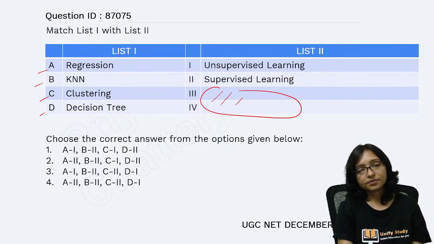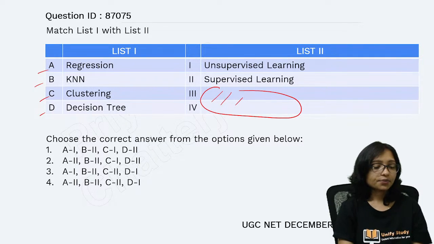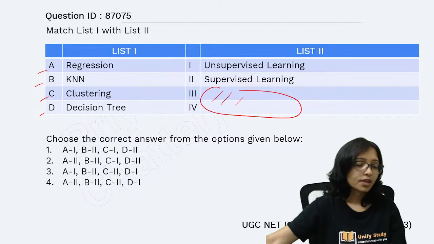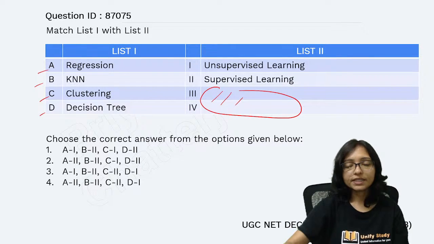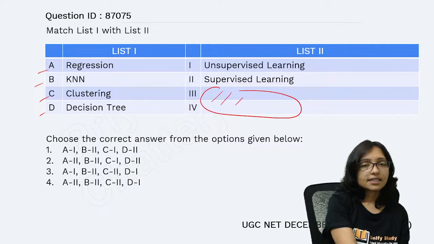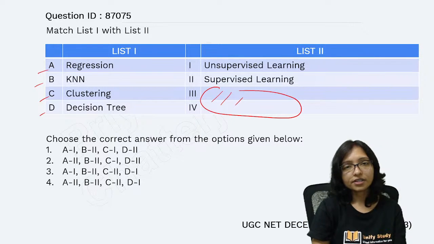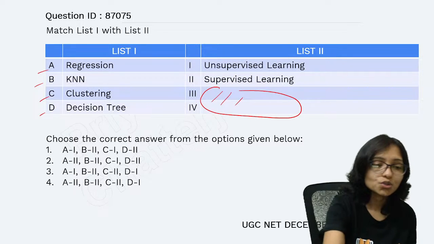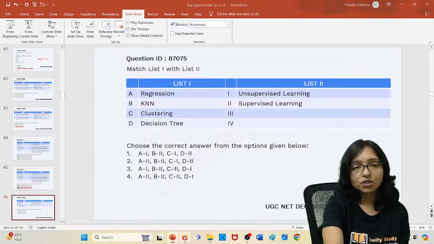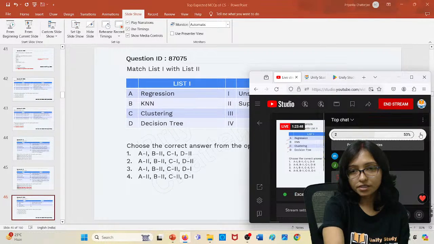Within time, your time is mandatory. Within time you have to answer. It's very easy, very simple. And I will end the poll within 2, 3, 10, 9, 8, 7, 6, 5, 4, 3, 2, 1 and 0. I am going to end the poll just now.